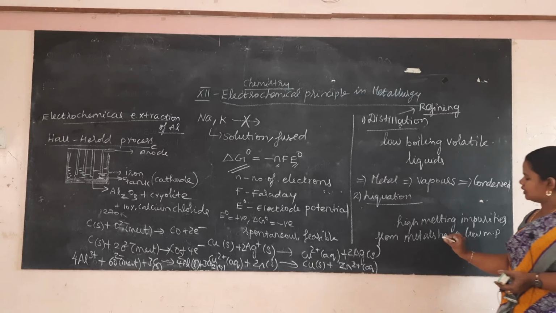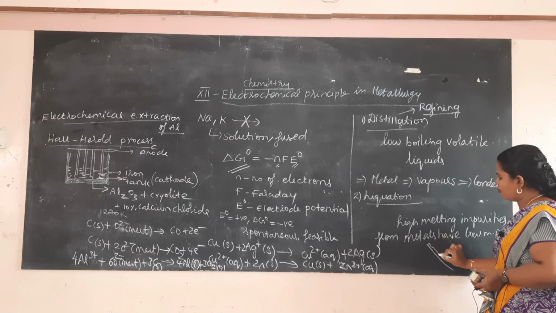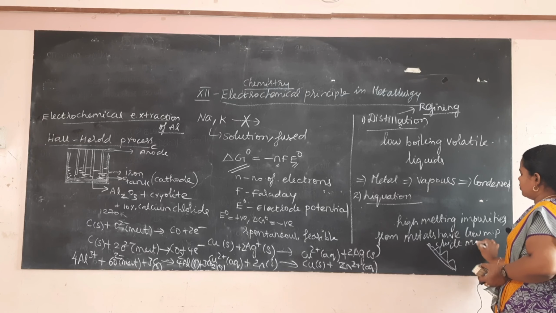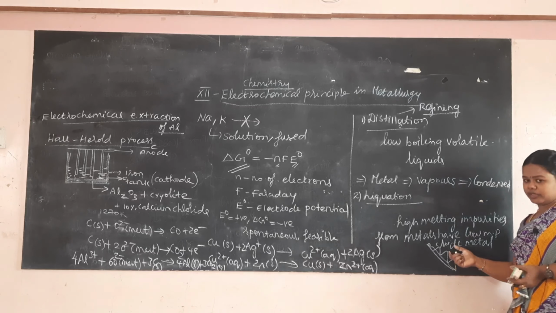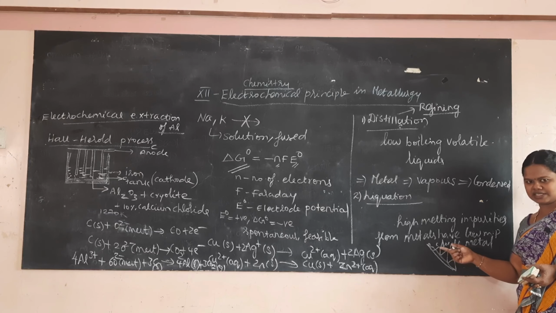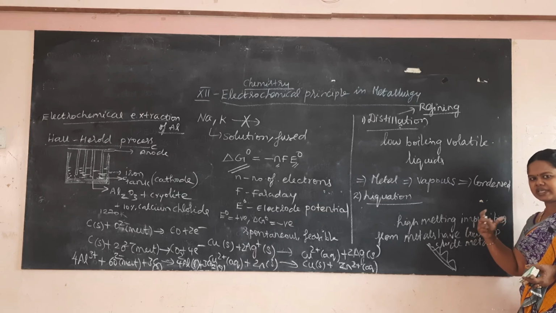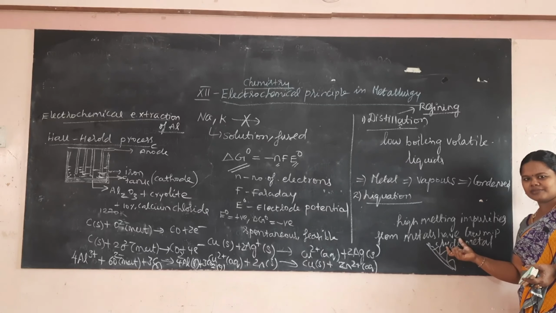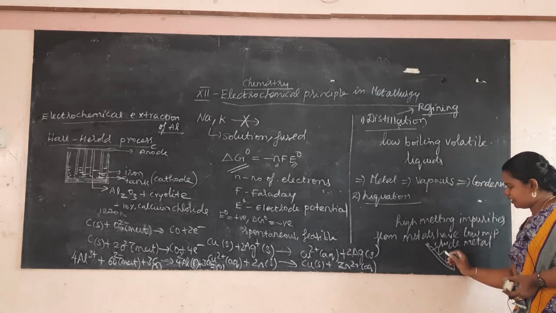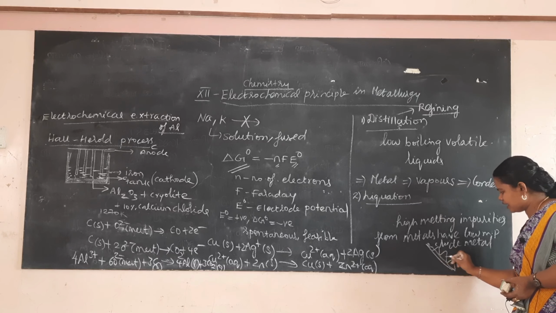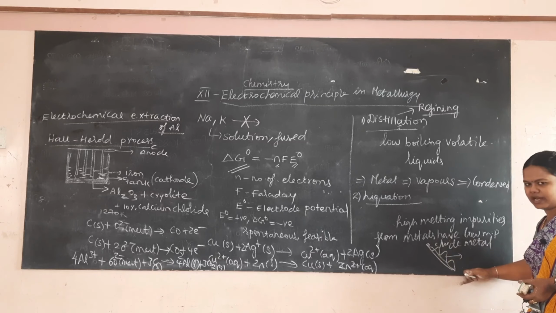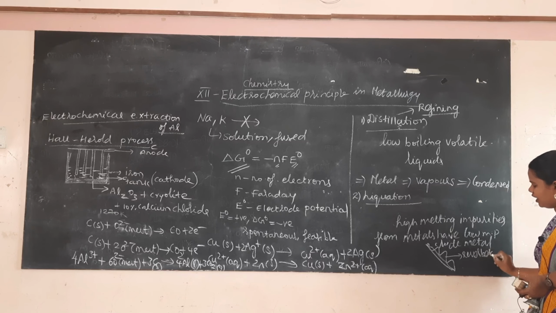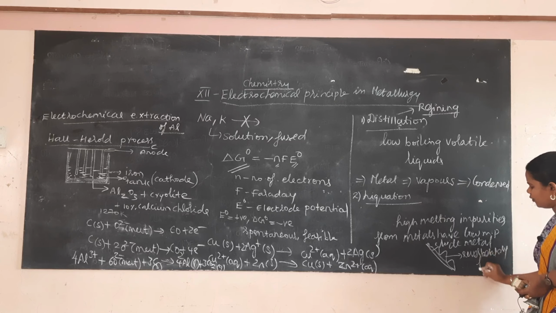For example, the crude metal is taken in a sloping hearth. There is no diagram in the book. The crude metal is taken in a sloping hearth and heated above its melting point. So what happens? The molten metal is taken in a sloping, slanting hearth of the reverberatory furnace. So in that, what happens?